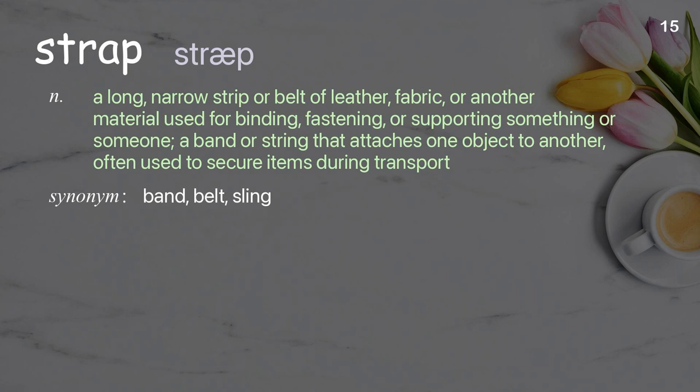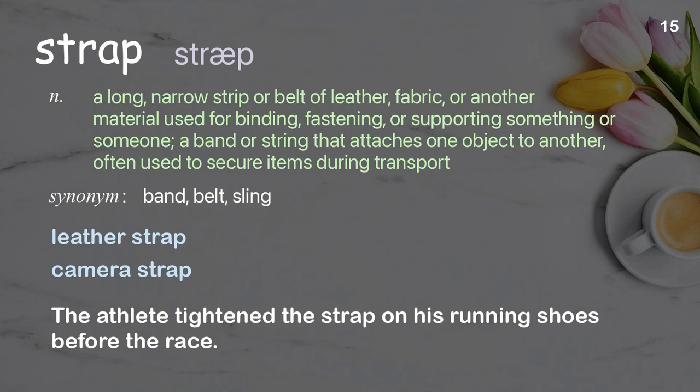Strap. A long, narrow strip or belt of leather, fabric, or another material used for binding, fastening, or supporting something or someone, a band or string that attaches one object to another, often used to secure items during transport. Examples: leather strap, camera strap. The athlete tightened the strap on his running shoes before the race.